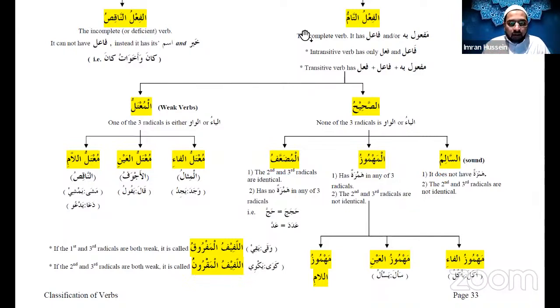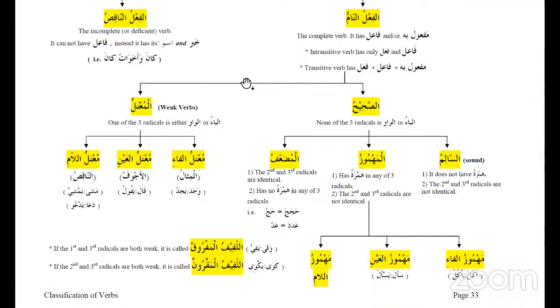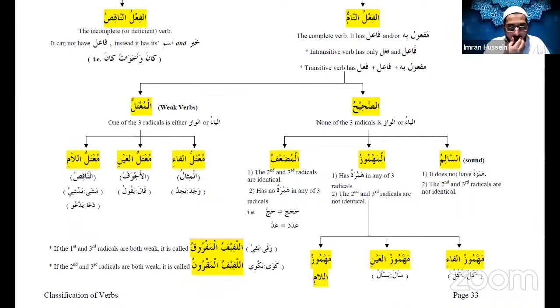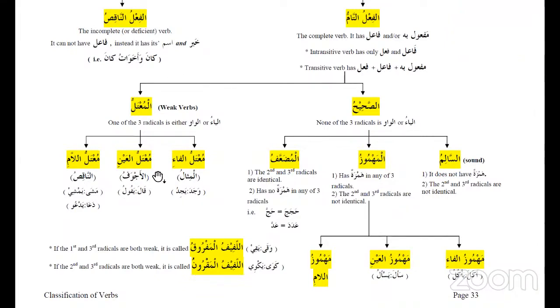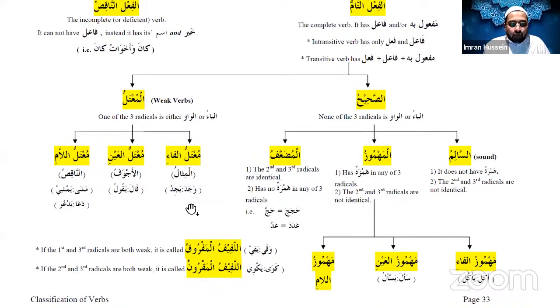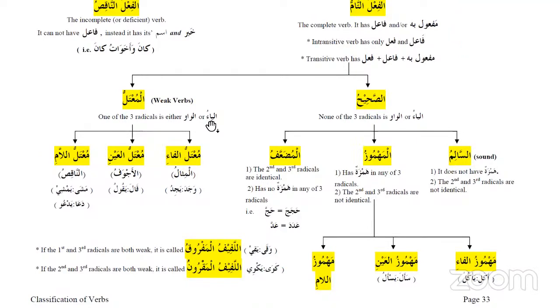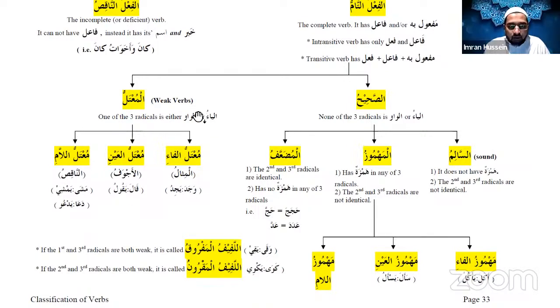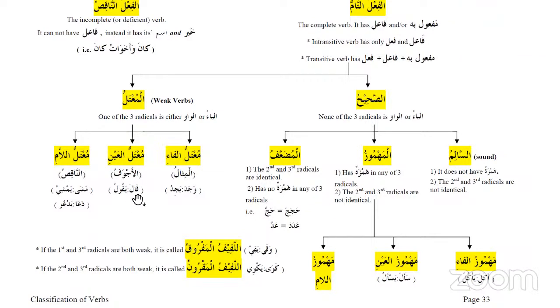Sheikh, can I ask something? Yes, sister, bismillah. Sheikh, in this ajwaf, the weak letter is alif. Good question. If you look over here, one of the three radicals is either waw or ya. Now, the question which you have asked is good. What normally happens, the waw itself, originally the past tense was qawala.